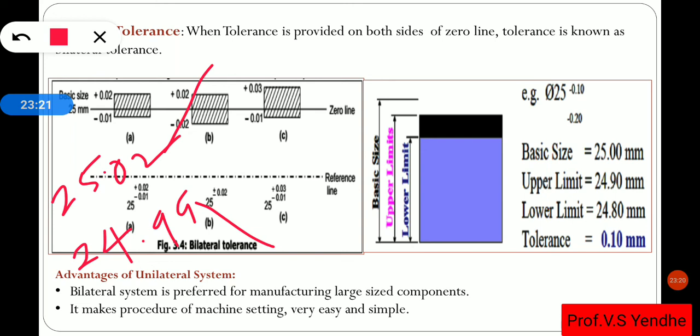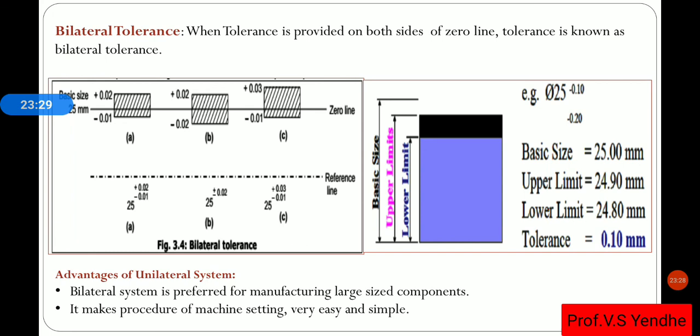So advantages of this bilateral system. Bilateral system is preferred for the manufacturing of large size components. For the large size component we can use the bilateral system. It makes the procedure of machine setting very easy and simple. That means it is very easy to use the bilateral system in the case of manufacturing.